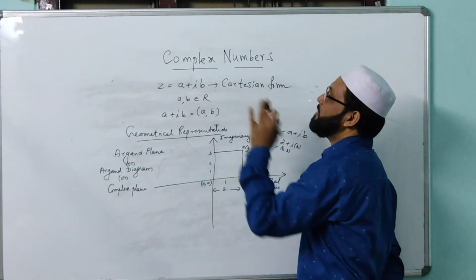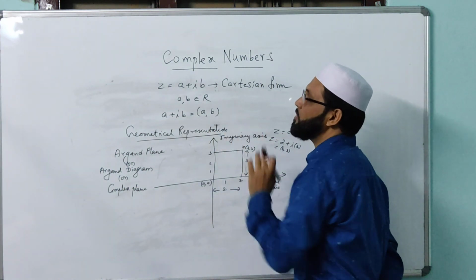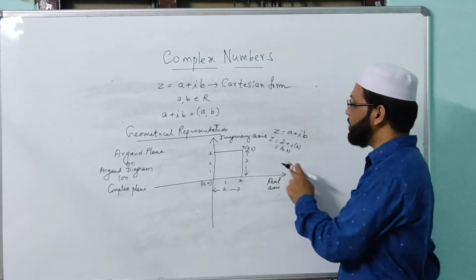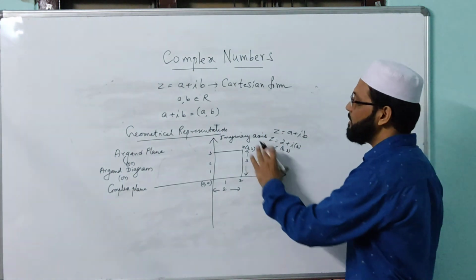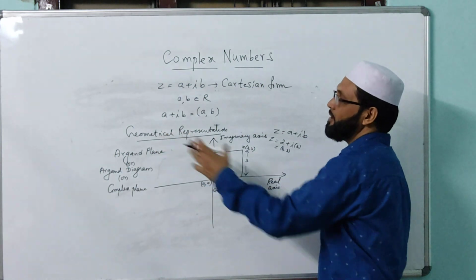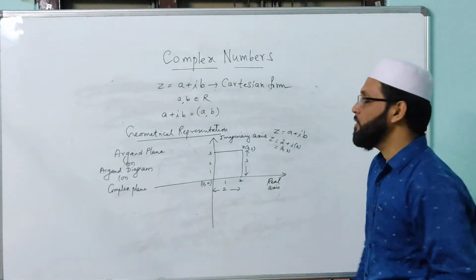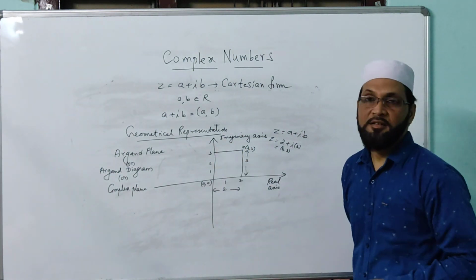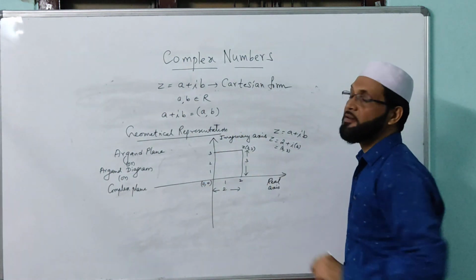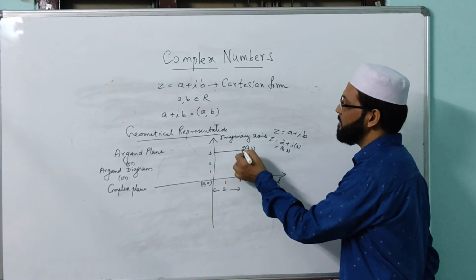Any number of the form a plus ib, a complex number, can be represented as an ordered pair where a and b both are real numbers. So a plus ib, for example 2 plus 3i, we can also write as 2, 3. This can be represented in a plane which is called the Argand plane, also called an Argand diagram or complex plane. Same like the x-axis and y-axis in our coordinate plane, we take the x-axis as the real axis and the y-axis as the imaginary axis, and so we can mark the complex number like this. 2, 3 is a complex number.